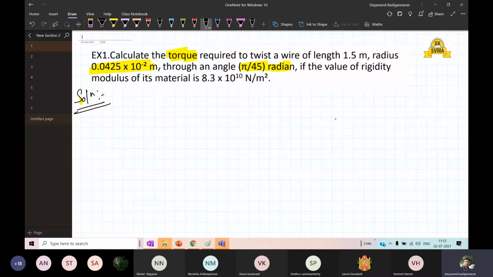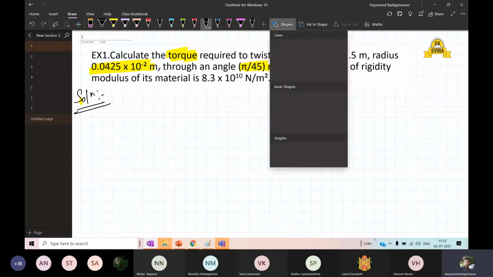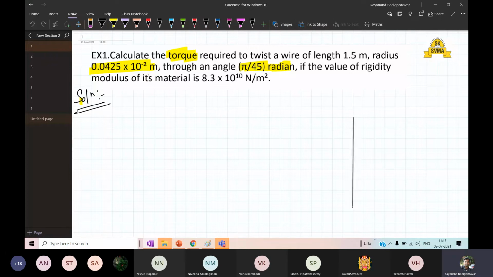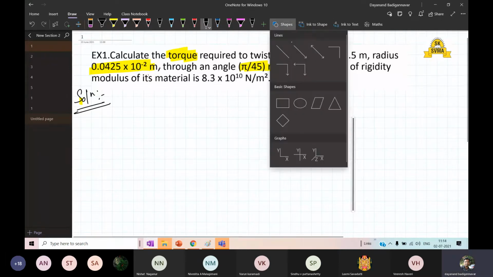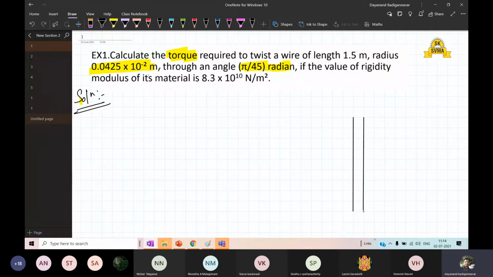Okay, so I have a wire, which is fixed at one end. This is the wire which is circular in shape. Calculate the torque that is produced. So here I have a circular wire. This is the axis of the wire. I have applied the force like this. I have applied the force F and I am going to twist the wire.